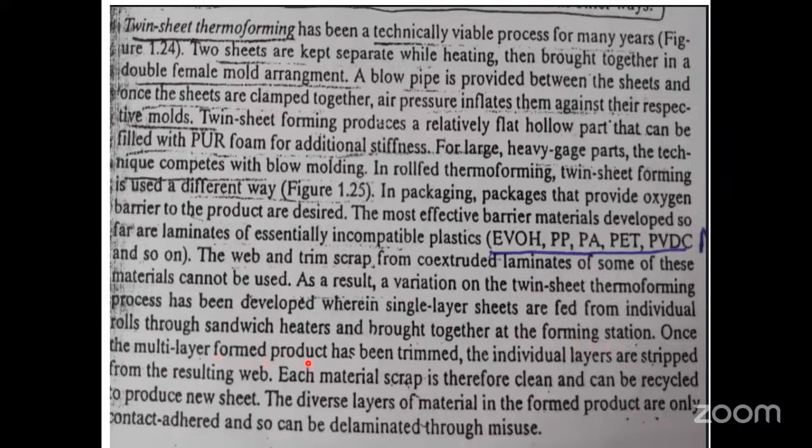Once the multi-layer sheet and the pouch have been formed and the sides trimmed, the individual layers are stripped from the resulting web. Yes, you can easily remove PP film, polyamide film, PVDC film from each other afterwards. Each material scrap is therefore clean and can be recycled to produce a new sheet. The diverse layers of the material in the formed product only contact-adhere, and so can be delaminated through misuse.